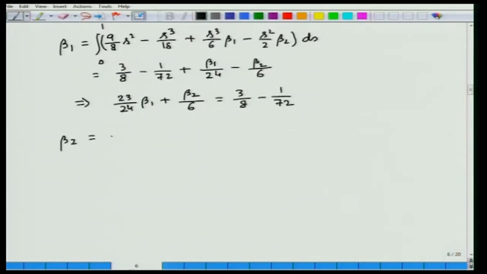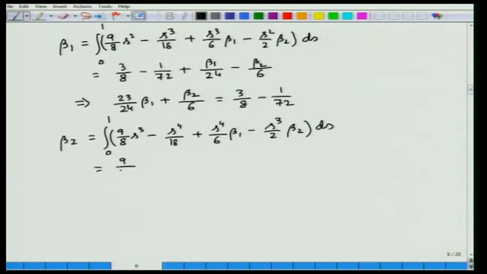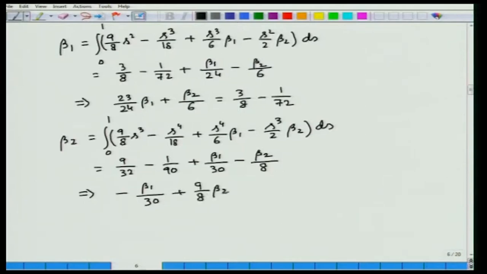And similarly, for beta 2 equal to integral 0 to 1, the previous integrand has to be multiplied by s, because beta 2 equal to integral 0 to 1 s y s d s. So, this will be 9 by 8 s cube minus s to the power 4 divided by 18 plus s to the power 4 divided by 6 beta 1 minus s cube by 2 beta 2 d s, and this is equal to 9 by 32 minus 1 by 90 plus beta 1 by 30 minus beta 2 divided by 8. And from here, we will be having another equation, that is minus beta 1 by 30 plus 9 by 8 beta 2, this is equal to 9 by 32 minus 1 by 90.